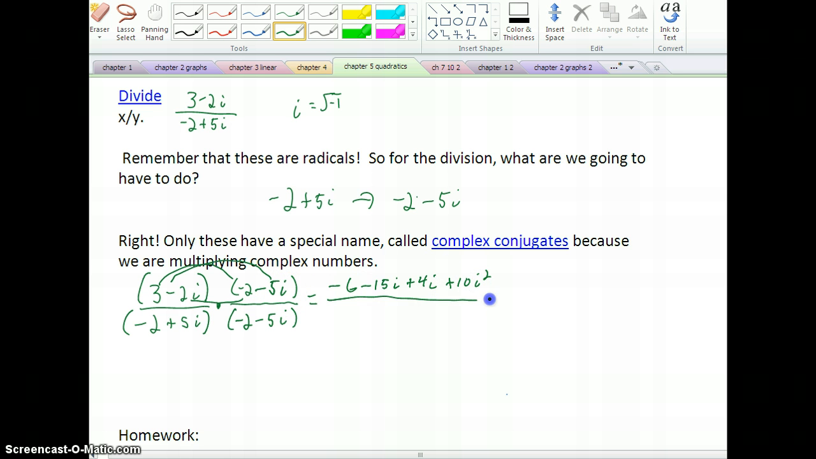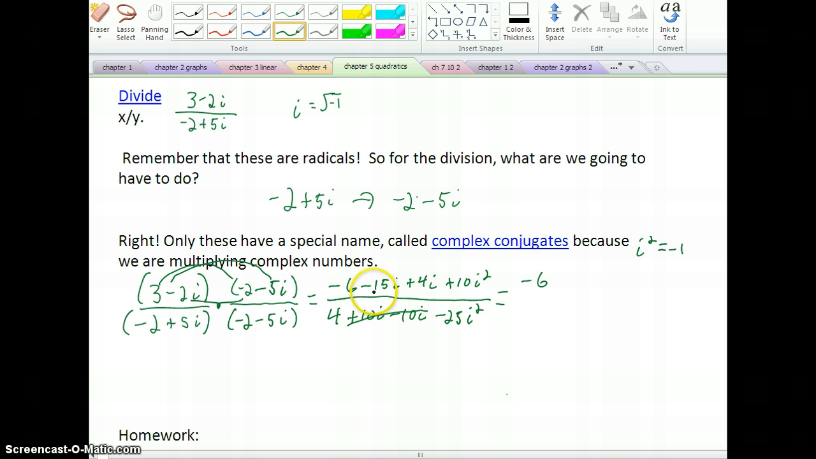So now in the denominator we take a negative 2 times a negative 2, and that's 4. A negative 2 times a negative 5i is positive 10i. 5i times negative 2 is negative 10i. And 5i times negative 5i is negative 25i squared. So the important part of multiplying by a conjugate is the fact that when we take that binomial times its conjugate, what happens is the two middle terms will cancel out. That eliminates all of the imaginary parts from our denominator. And again, what is i squared? Negative 1. So we're going to use that to simplify both the numerator and the denominator.